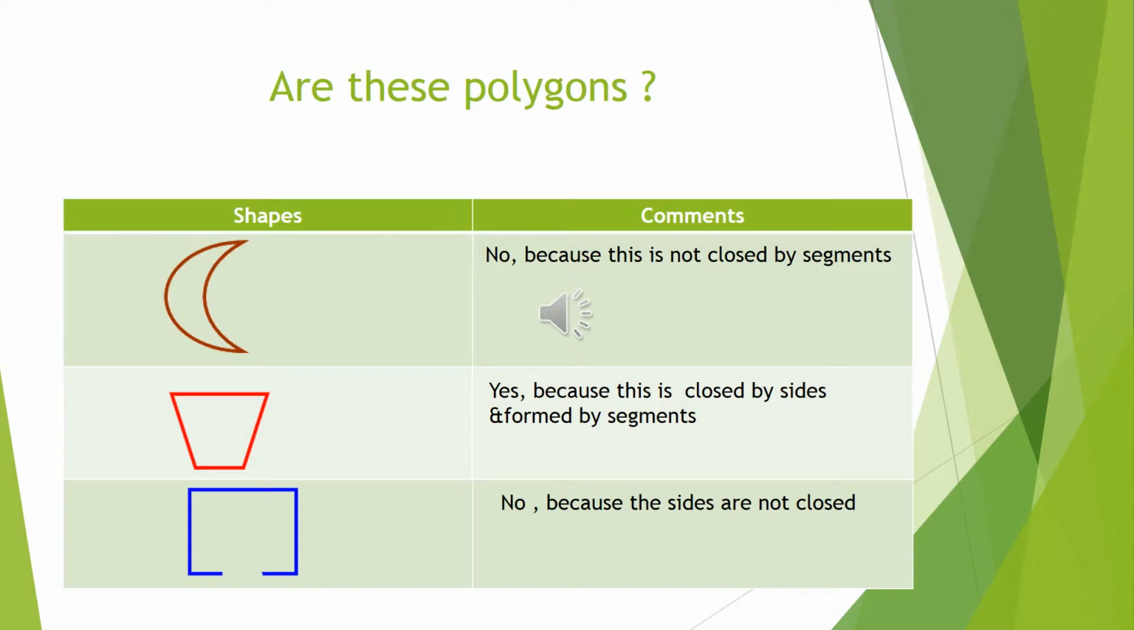Now it's question and answer time, folks. On the left, you see some shapes. Can you identify which is a polygon and which is not? The first shape isn't a polygon because it has a curved side. The second shape is a polygon because it is closed by sides and formed by segments. The third shape is not because it is open and its sides do not connect.